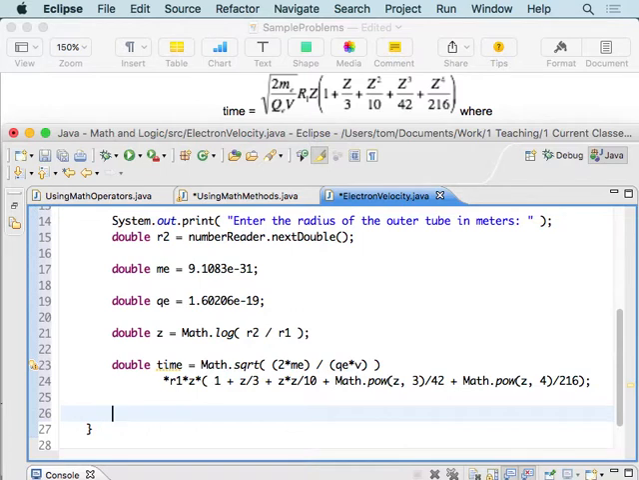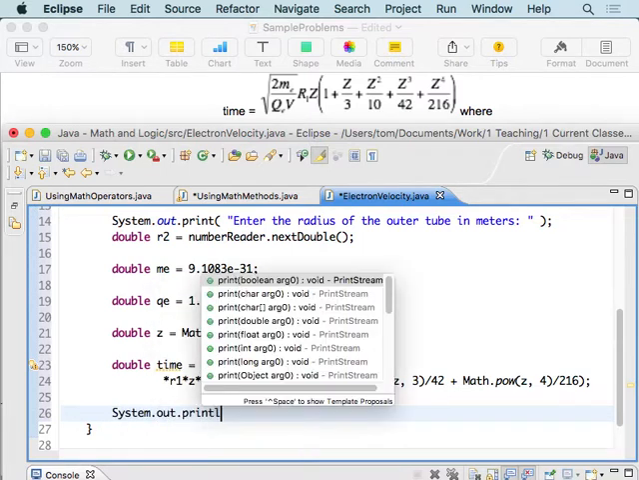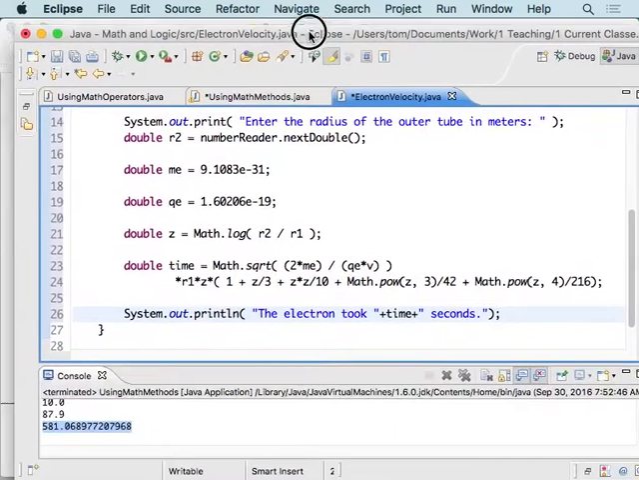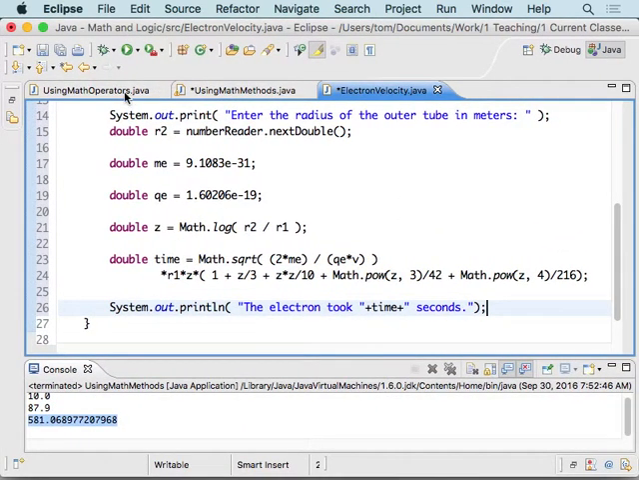Okay, so then we want to print out something about the time. So System.out.println, "The electron took", time, "seconds". Let's put that in quotes. Okay, so I'm just going to put that up there so we can run this thing.